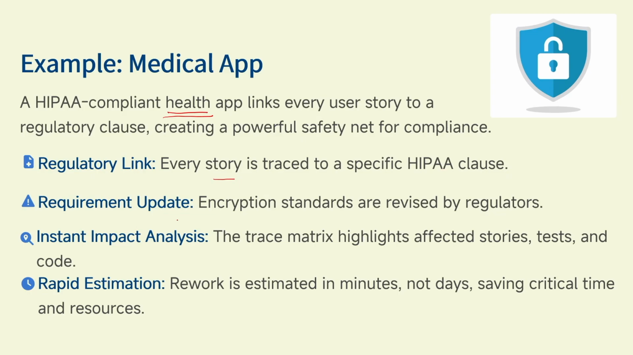Okay, and the requirement update is something like when there is a change in the encryption standards, they are to be revised by the regulators. So if any problem arises with respect to the change in the requirement, the traceability matrix will highlight it, because we have already automated that. Okay, so it will show which requirements have that problem, whatever stories are affected, whatever test cases are affected, everything will be identified in the matrix, and we get instant impact analysis.